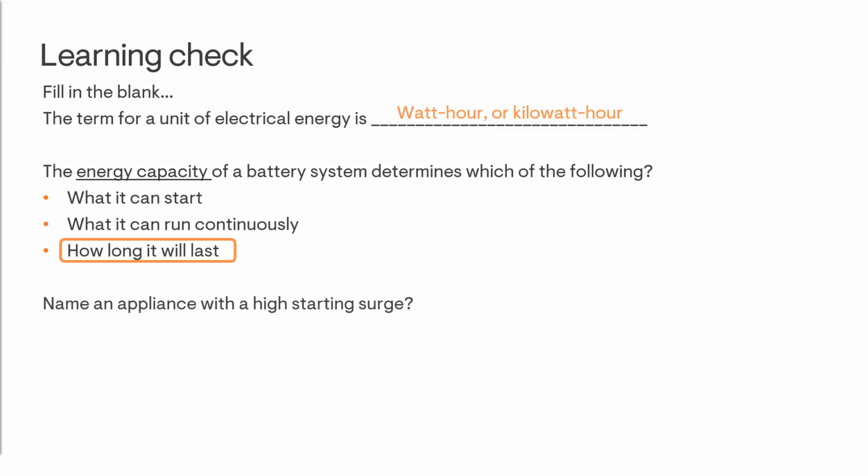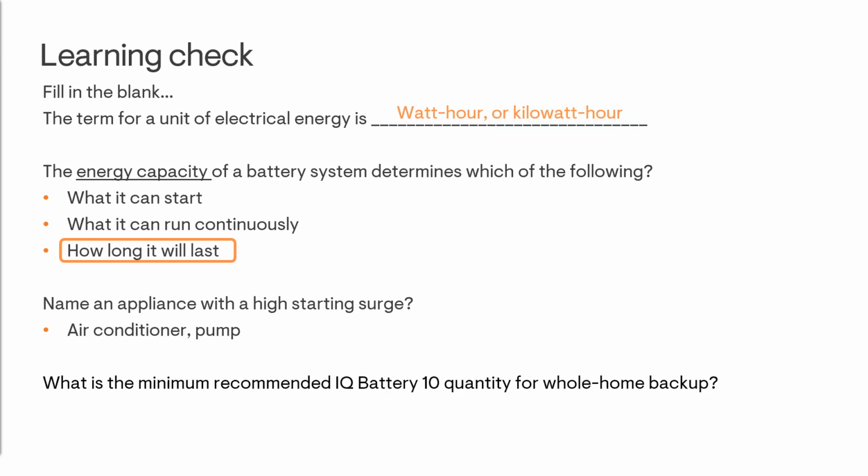Name an appliance with a high starting surge. Air conditioners and pumps are the two most common that we see. And lastly, what's the minimum recommended IQ Battery 10 quantity or kilowatt hour capacity for whole home backup? That would be 2 IQ Battery 10s.